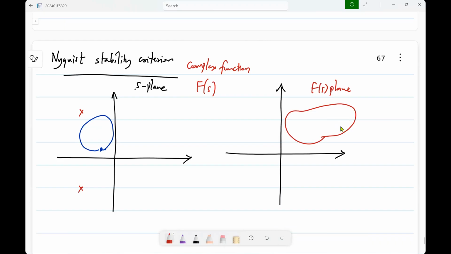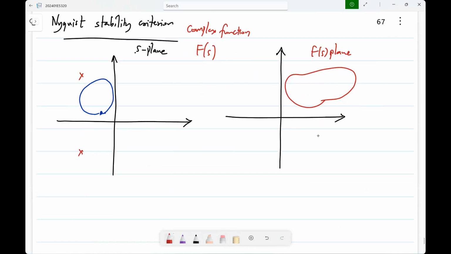Well, basically, if this contour in the S-plane has poles inside, then this will encircle the origin, right? And it will encircle it as many times as you have poles here. And if you have poles and zeros, it will be poles minus zeros, etc. Now why is this useful for us? In any negative feedback system, the denominator will be of the form 1 plus L of s.